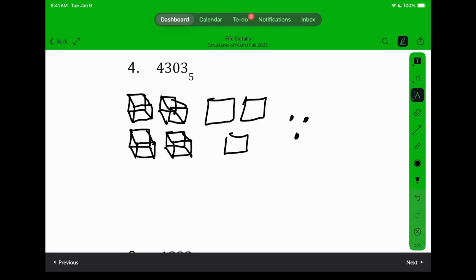Okay, we already know 3 units equals 3, and then 3 flats. Each flat in base 5 is 25. So 3 flats is 75. Now, 5 flats are going to end up making a cube. So it's 5 times 25 units. 25 times 4 is 100. A 5th time would be adding another 25. 5 times 25 is 125. So each cube is 125.